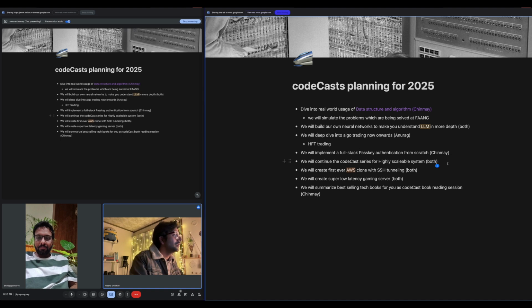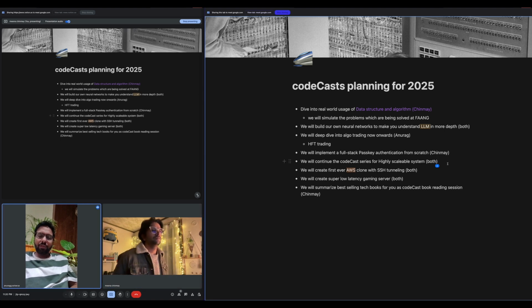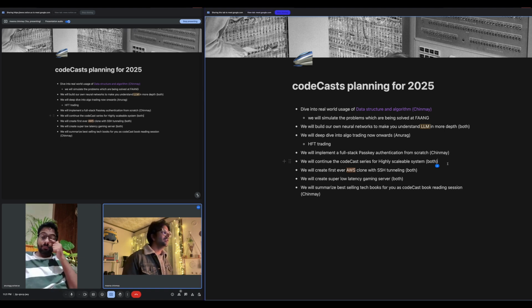So these are the points we are going to summarize, or not summarize, but simulate or perform in our codecast as part of our codecast series in 2025, starting from January 1st. This list is not exhaustive. We might be including some interesting topics. If we get some in between, we will inject those topics. But this is the overall high level planning, a bird's eye view of what we are trying to do in 2025.